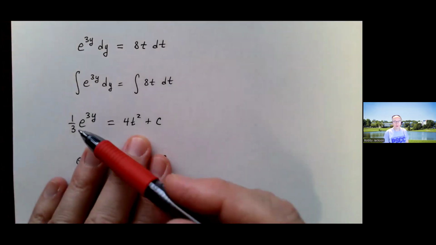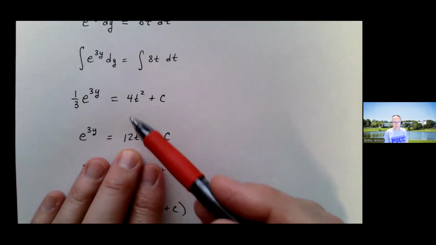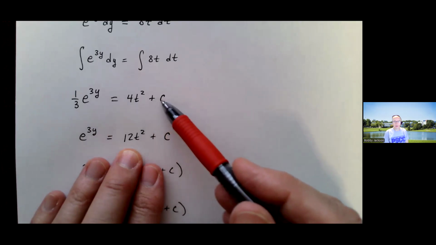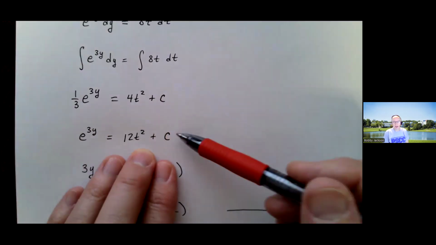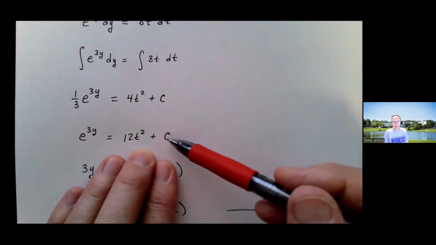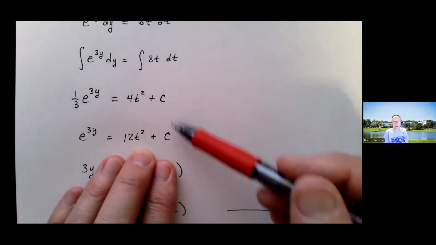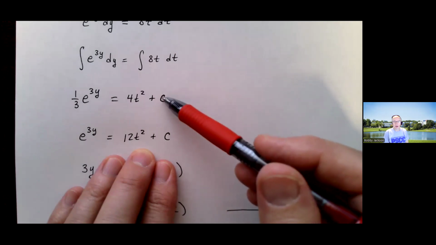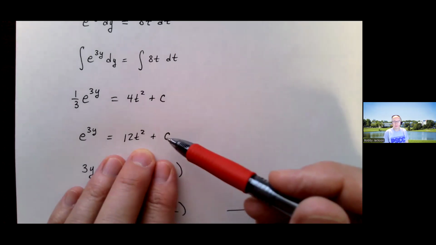So to solve for y, I'm first going to multiply by 3 on both sides. 3 times 4 is 12t squared. 3 times c, well, it's just another constant. Again, I'm going to just still write it c again. These c's are not the same. This c down here is 3 times this one, but it's still a constant.